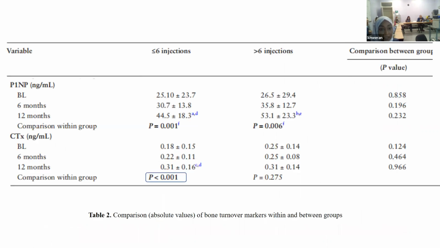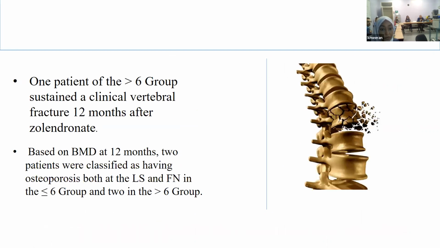Yeah, this was not significant. Clinically, one patient of the more than six group sustained a clinical vertebral fracture 12 months after the zolendronate. And based on the bone mineral density at 12 months, two patients were classified as having osteoporosis both in the lumbar spine and femoral neck in the less than six group, and two in the more than six group.